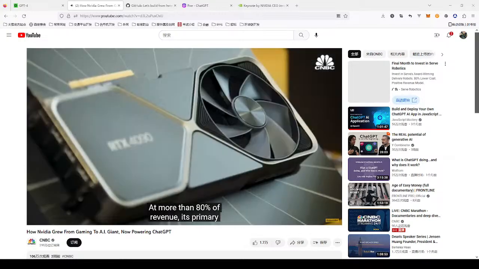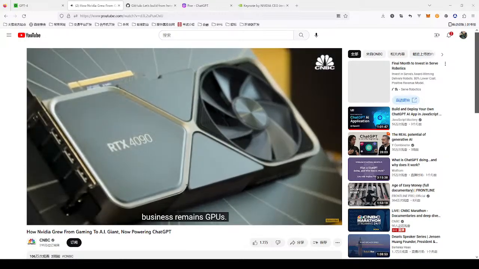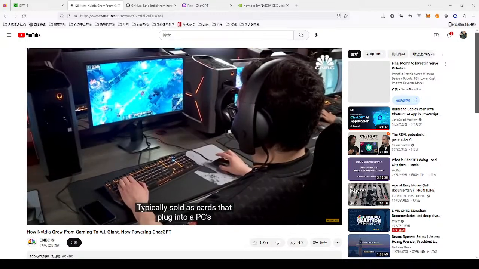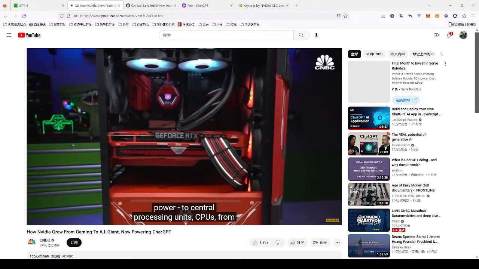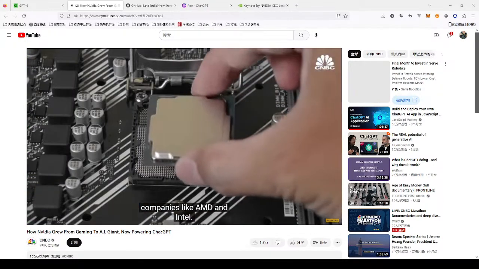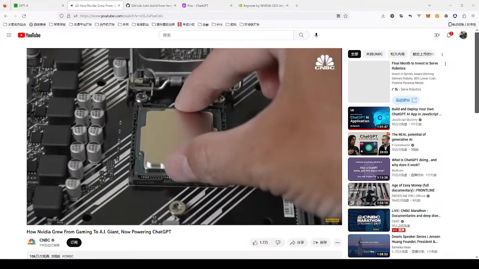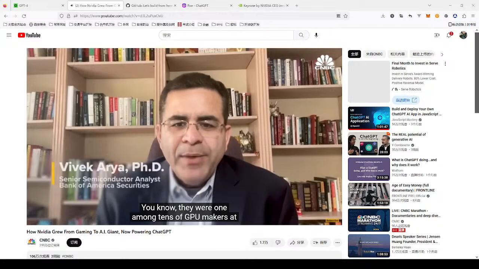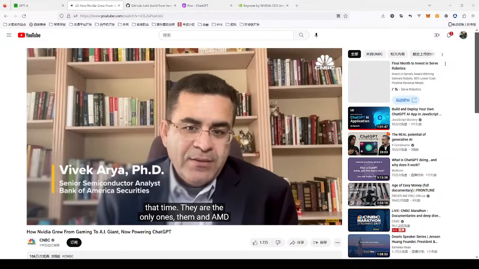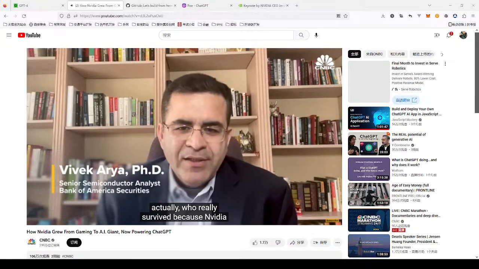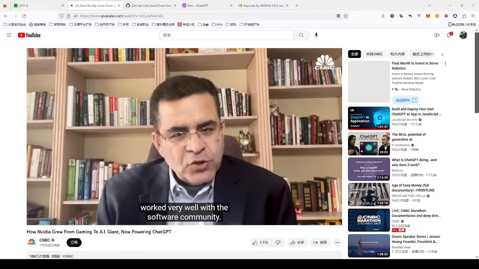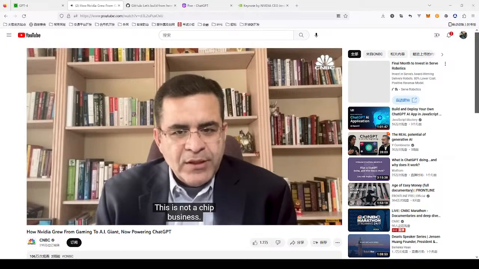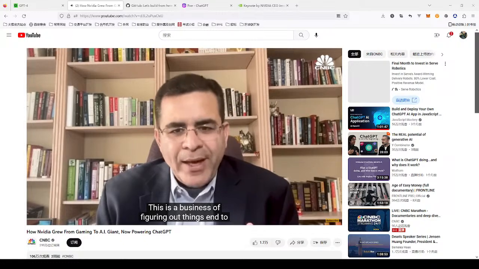At more than 80% of revenue, its primary business remains GPUs. Typically sold as cards that plug into a PC's motherboard, they accelerate, add computing power, to central processing units, CPUs, from companies like AMD and Intel. They were one among tens of GPU makers at that time. They are the only ones, and them and AMD actually, who really survived because NVIDIA worked very well with the software community. This is not a chip business. This is a business of figuring out things end to end.